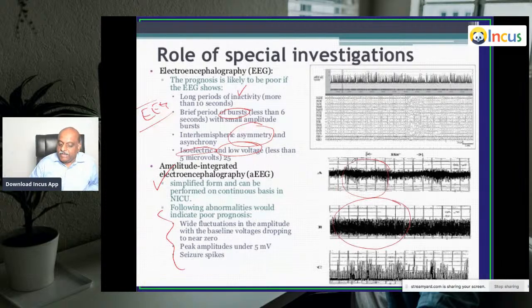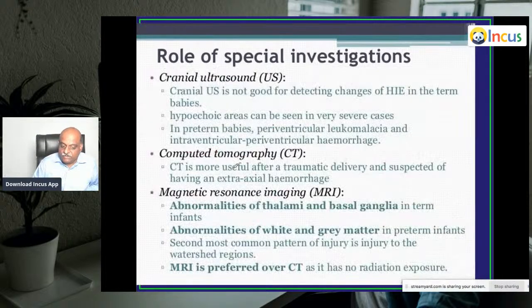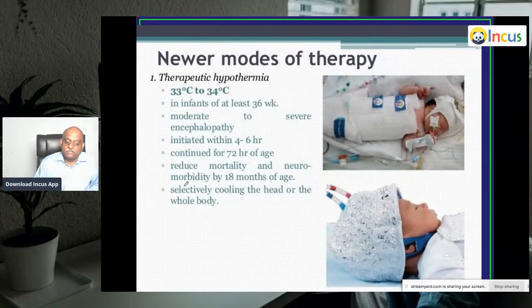Amplitude integrated EEG is another special investigation. Cranial ultrasound, CT, MRI, they're all the various special investigations. And there is also a role for therapeutic hypothermia. What is the temperature? 33 to 34 degrees Celsius.